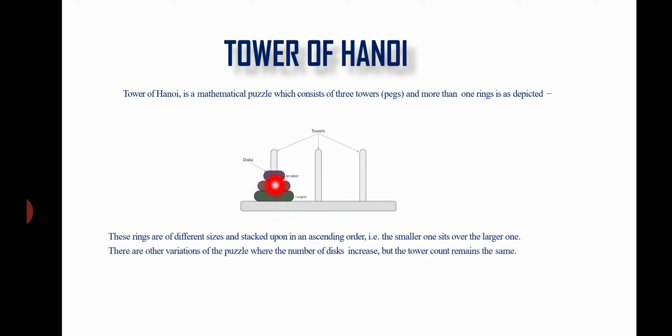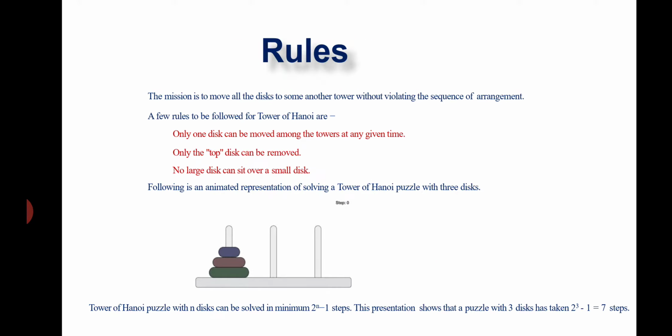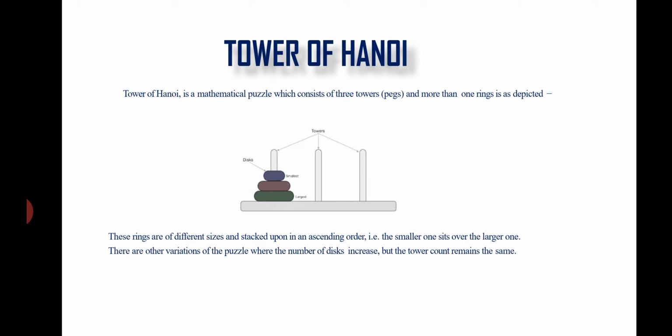See how the disks are located here. In the same way we can shift all of them to here. But there are certain rules for transferring the disks from source to destination, means from this tower to this tower. The rings are of different sizes, stacked in ascending order. The small one sits over the larger one.